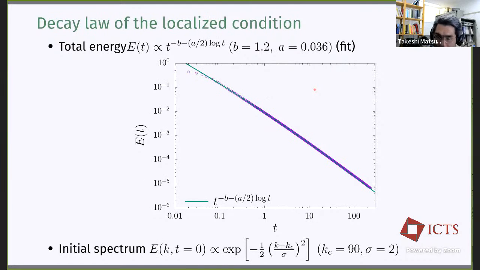For the total energy, starting from the Gaussian localized initial condition, just look at those points. This is the total energy as a function of time, in log-log coordinates. Those purple circles are numerical data, and this green line is an empirical fit. As I will show you in a minute, I fit the total energy with this rather strange functional form. As you can see, the data looks okay. It can be straight, but it can also be somewhat not straight.